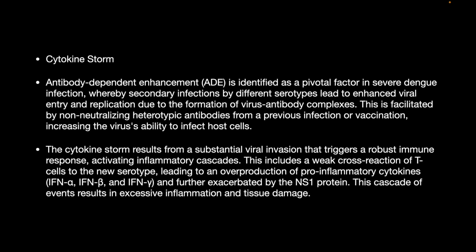increasing the virus's ability to infect the host cells. The cytokine storm results from a substantial virus load that triggers a robust immune response, activating inflammatory cascade. This includes a weak cross reaction of the T cell to the new serotype, leading to an overproduction of pro-inflammatory cytokines and further exacerbating by the NS1 protein. This cascade of events results in excessive inflammation and tissue damage.